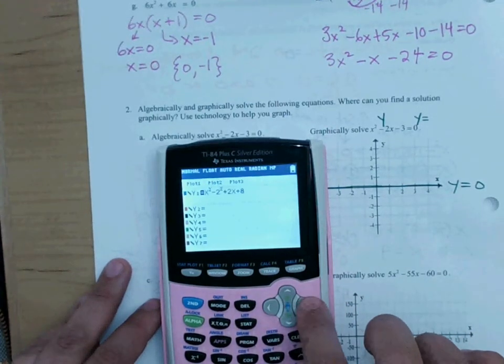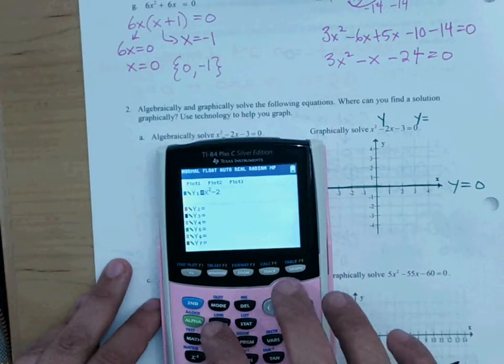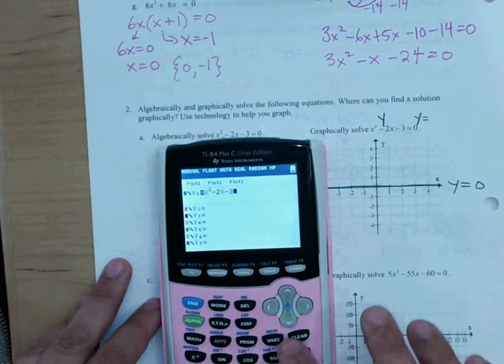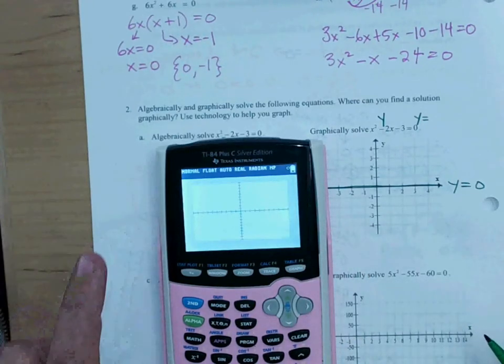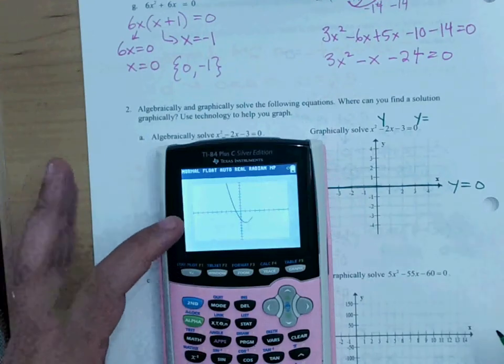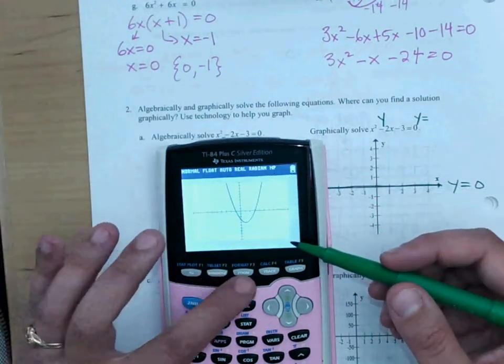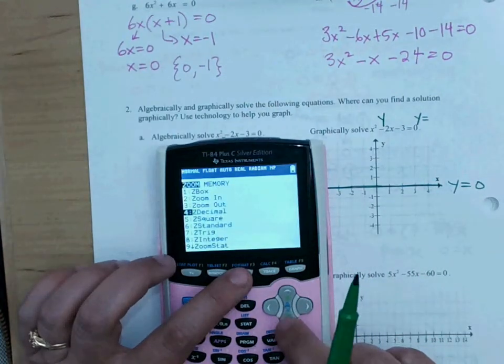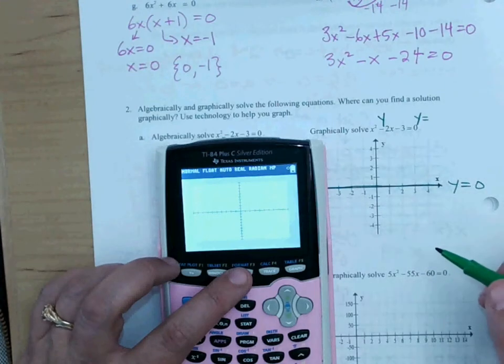Oh, oops, I didn't really do that very well. Actually, let's just clear it and start over again. Okay, here we have x squared minus 2x minus 3. And we go graph. So some of the questions that came up was like, well, I can't see the shape. I can't see the picture of the graph because of the window. So if you go zoom standard, then that gives you that standard viewing window.